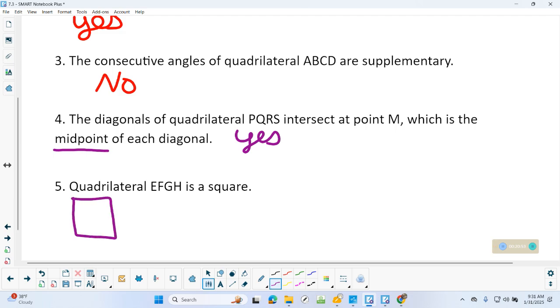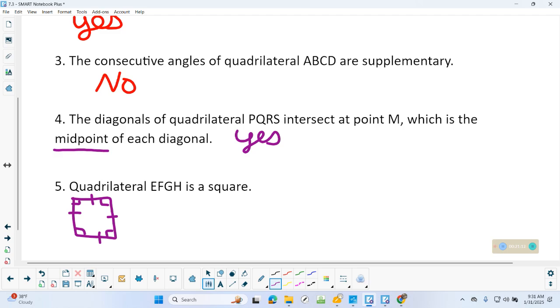What do you know about a square? Okay, so the sides are congruent. What do you know about the angles? How many degrees are they? 90. They're all 90 degrees. Is that enough info to say it's a parallelogram?